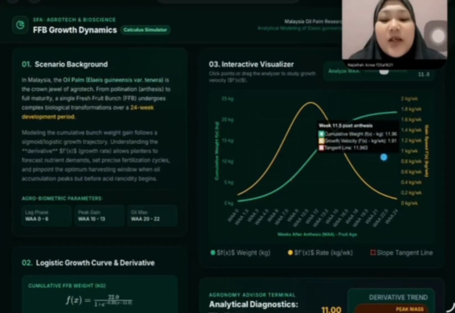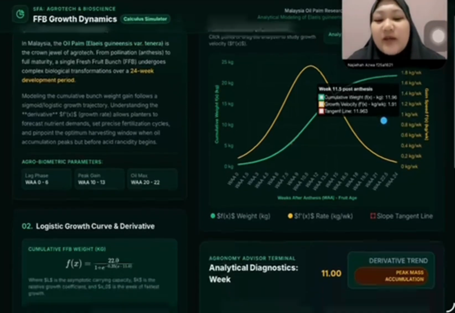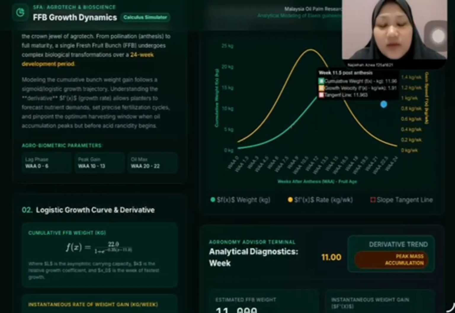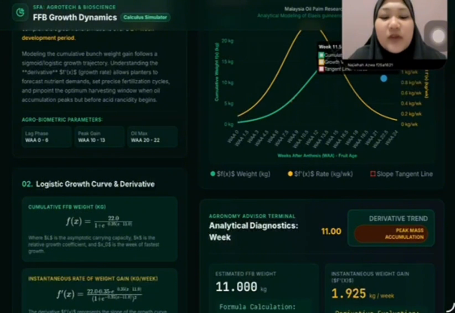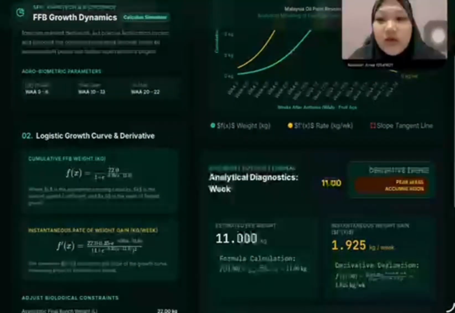Now, I will explain the sections in our web page. Scenario background. This section explains the biological background of the project. The web page states that the FFB develops over 24 weeks and follows a logistic growth pattern. It also explains the three important growth phases: lag phase from week 0 to 6, peak gain from week 10 to 30, and oil maximum from week 20 to 22. This helps users understand the development process of the fruit bunch.